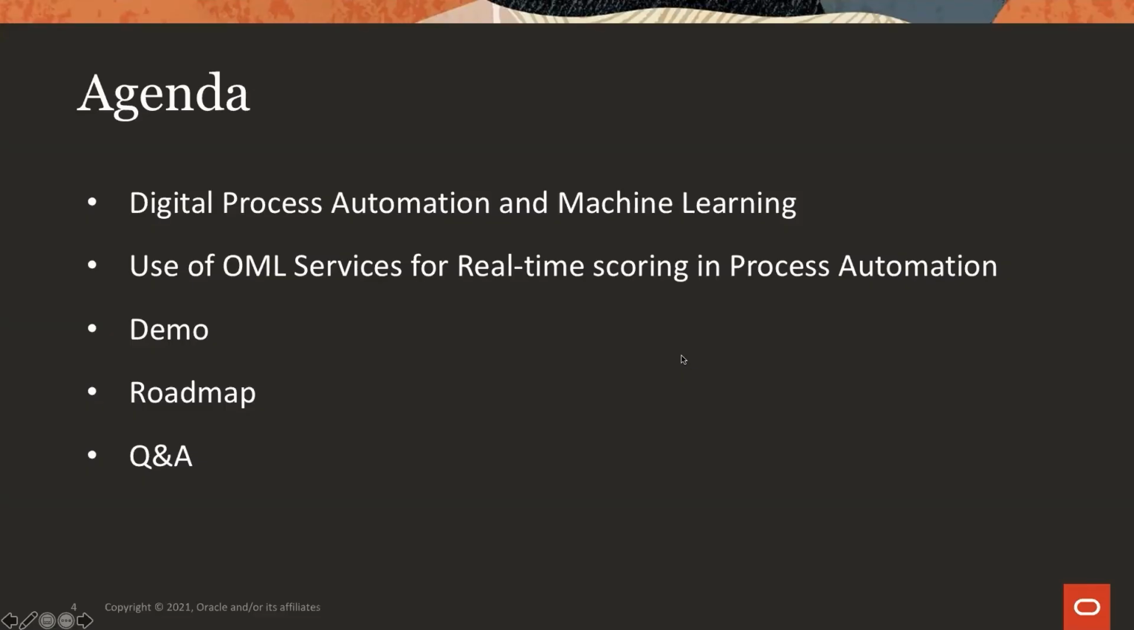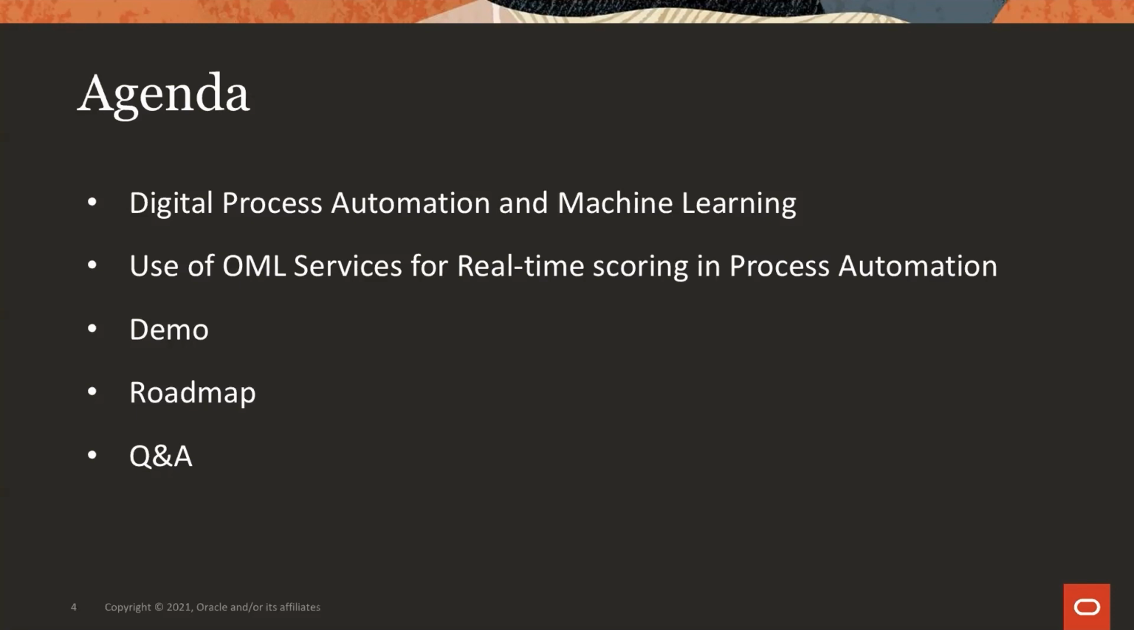So I'll start with giving a little bit of context. What is digital process automation and where does machine learning fit in here? Then, talking about the use of OML services for scoring in automation. I would like to give a little demo, how it's used and where we use it. And then talk a little bit about the roadmap on what is our product plan with OML services in process automation. And then we open it up for Q&A and some closing statements from Marcus.